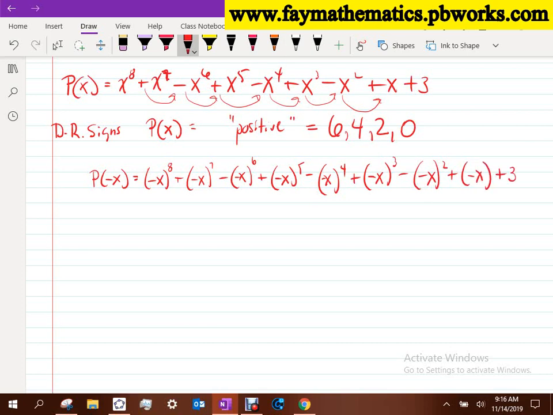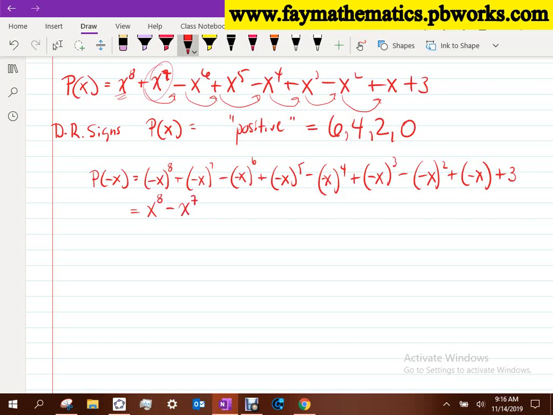For instance, if I look at P of negative x, I'm putting in a negative x. I know negative x multiplied by itself 8 times is positive x to the 8. Here, I'm going to have negative x to the 7th. Well, that's a negative, and there's a positive out front, so it's going to be negative x to the 7th, or minus x to the 7th.